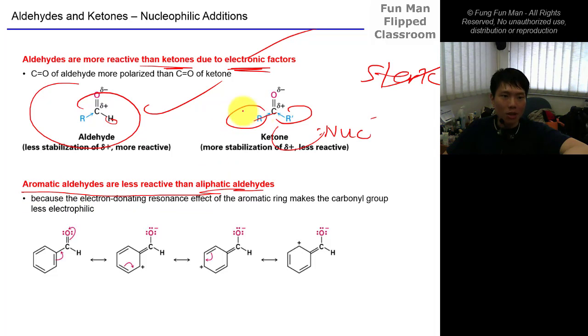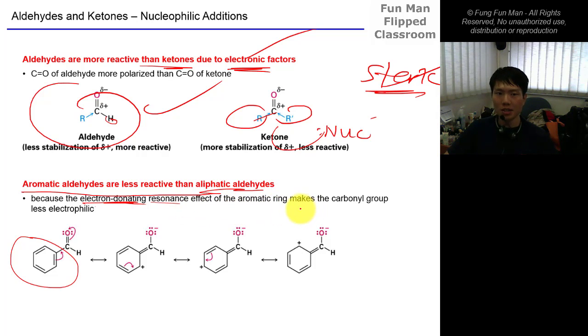Aromatic aldehydes are less reactive than aliphatic aldehydes. You should know this because we have a big ring here that blocks the way of the nucleophile, and by steric effect, it is less reactive. And for the electronic effect, it goes the same way, because you have an electron-donating resonance effect of the aromatic ring that makes the carbonyl group less electrophilic. You see, I can push pi electrons out of the ring, and now the O carries a negative charge. It means that the carbon next to it doesn't feel so electron deficient. That's why it doesn't attract the nucleophile as strongly.